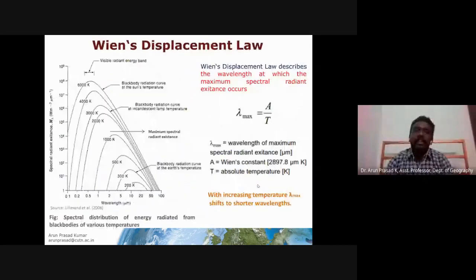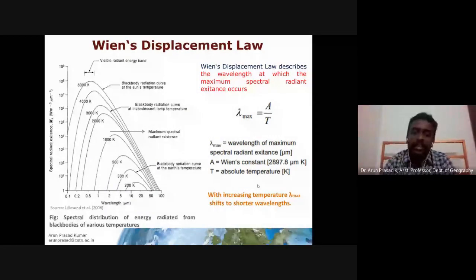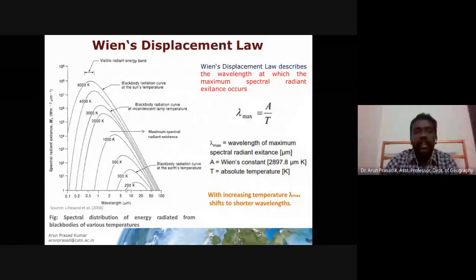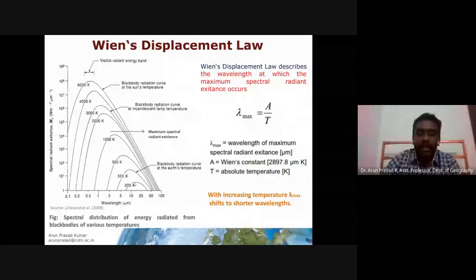So we have to consider the black body laws for understanding the energy and the wavelength associated with that energy. One such law is Wien's displacement law. Here we see the radiance curves, the spectral radiant exitance of different materials at different temperatures, against wavelength. Suppose a black body is at a temperature of 200 Kelvin, then the spectral radiance would range in this particular region.